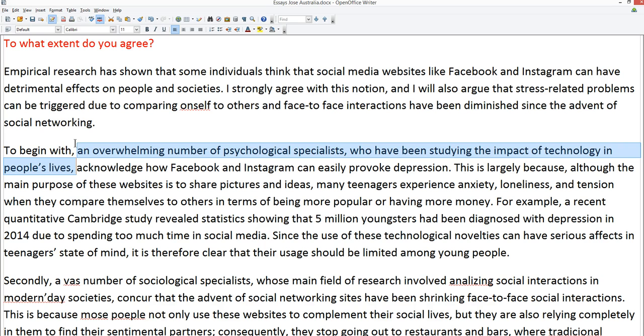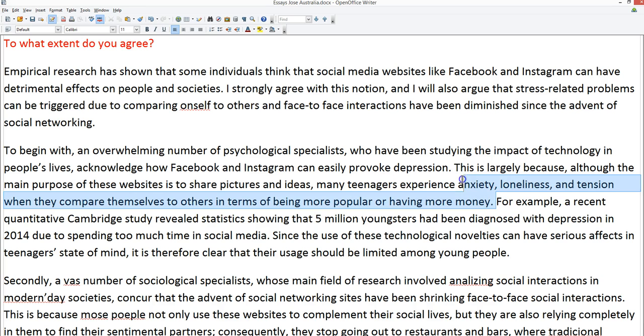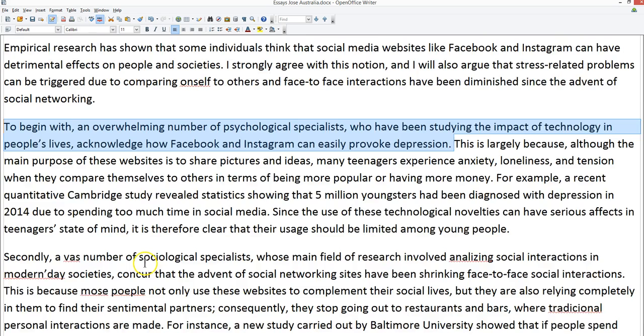So all that you would need is something like, to begin with, many people would acknowledge, or some specialists would acknowledge how Facebook and Instagram can provoke depression. So that's it, just a simple introductory sentence. Then, attention, okay, that's a complex sentence, that one's good. Then we've got a good example, okay, yeah. So this paragraph's good, it's just this initial sentence, once again.